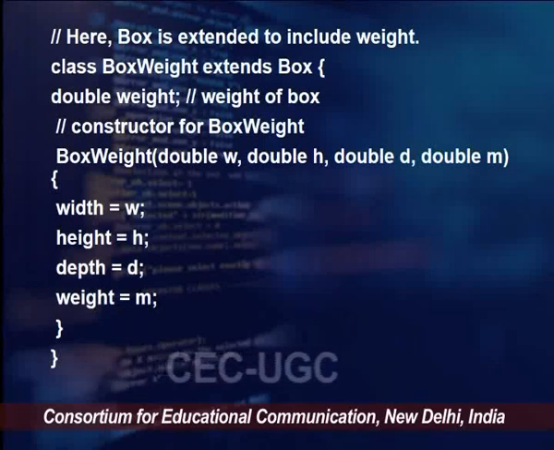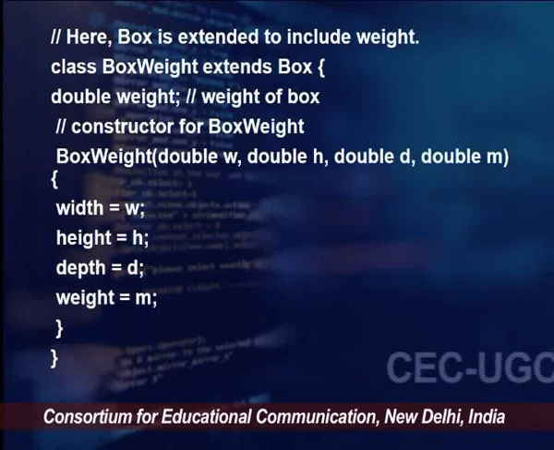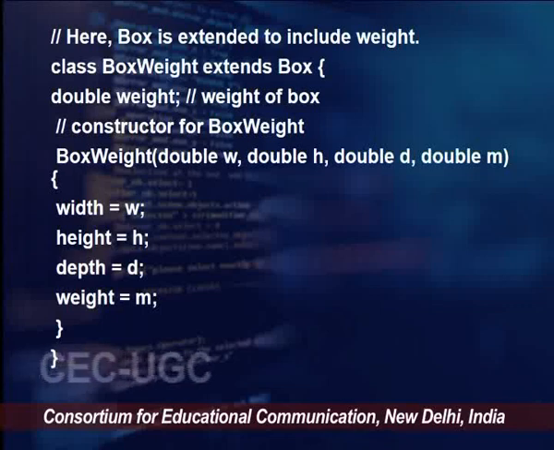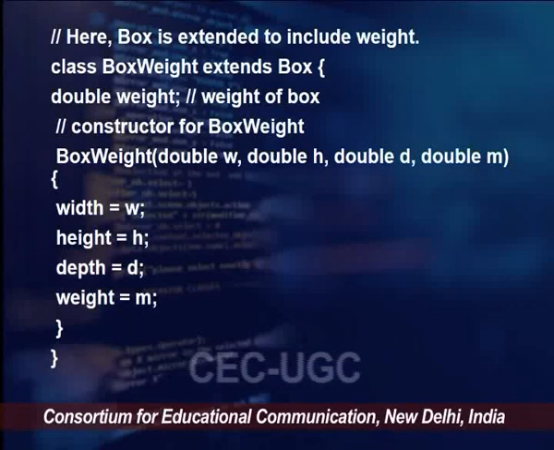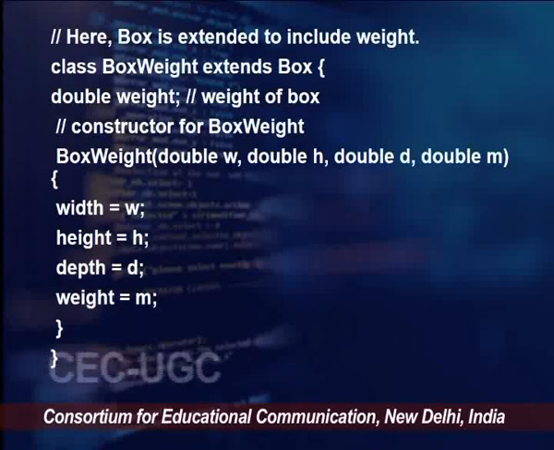And what is going to be the constructor of BoxWeight? A parameterized constructor will take 4 values, which is double w, then h, then d and then m. The value of m will be assigned to weight, w to width, h to height and d to depth, and this whole program you can see on the screen.